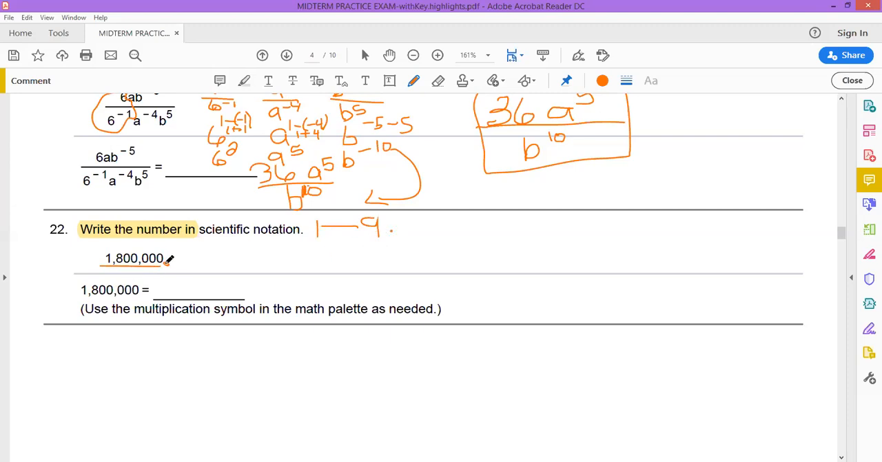So I will move this decimal point 1, 2, 3, 4, 5, 6 spaces to the left. That becomes 1.8 times 10, and then your power will come from the number of spaces that you had to move to the left. In this case, we had to move 6 spaces to the left. That will be our answer. 1.8 times 10 to the 6th power.